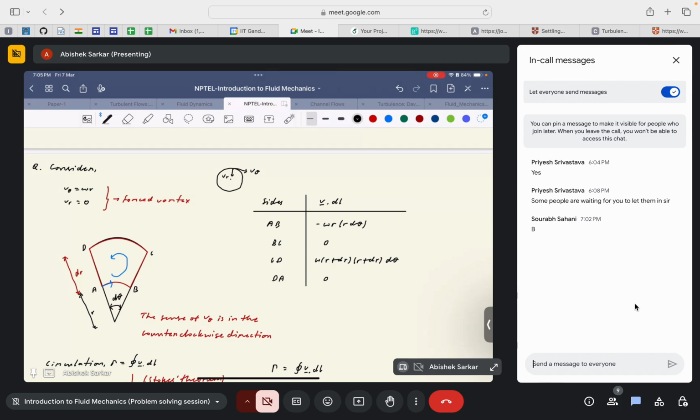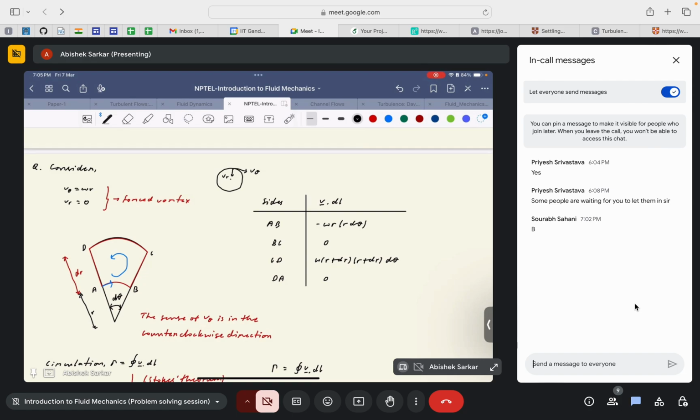So in the case of forced vortex, the tangential component of velocity is given by omega r, where omega is the angular velocity and r is the radial distance from the center. We'll see that this V theta is a function of r, depending as power 1 of r, and in the case of free vortex it is the inverse: it has a 1 by r dependence. That's the basic difference between the definition of free vortex and forced vortex.